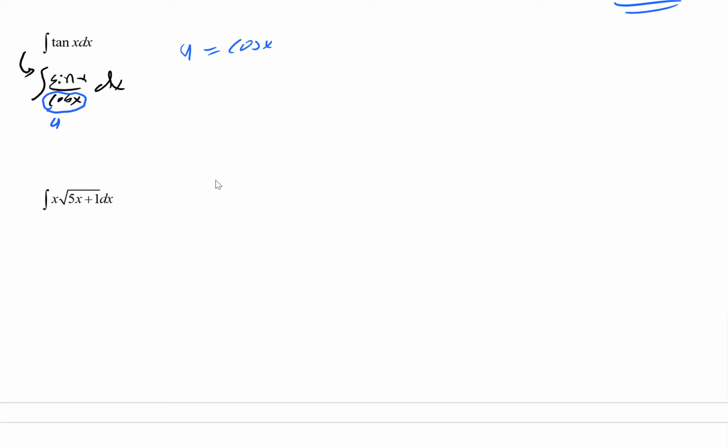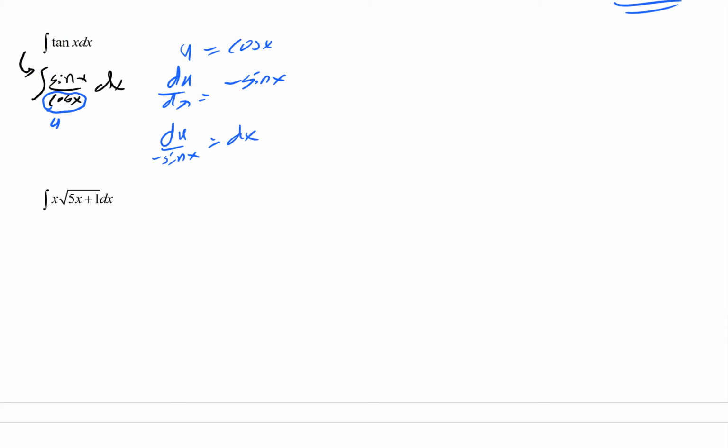I'm going to take the derivative of both sides. du is 1 du dx. Now remember, we're doing the derivative of cosine. Derivative of cos is negative, so it's negative sine x. Again, as always, try to get dx by itself. Multiply, divide, and you're going to get du over negative sine x equals dx.